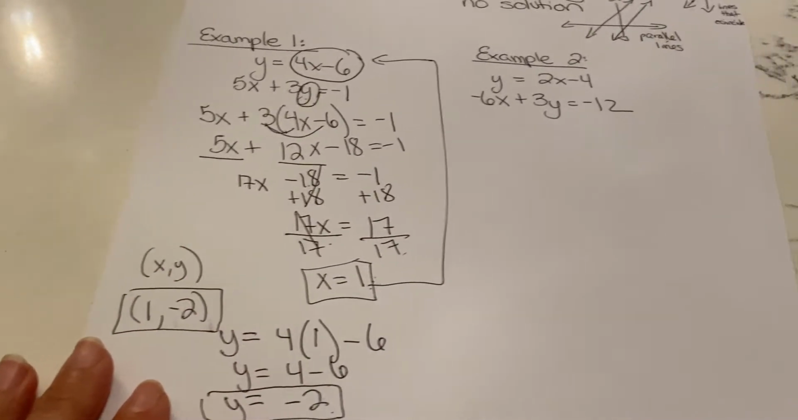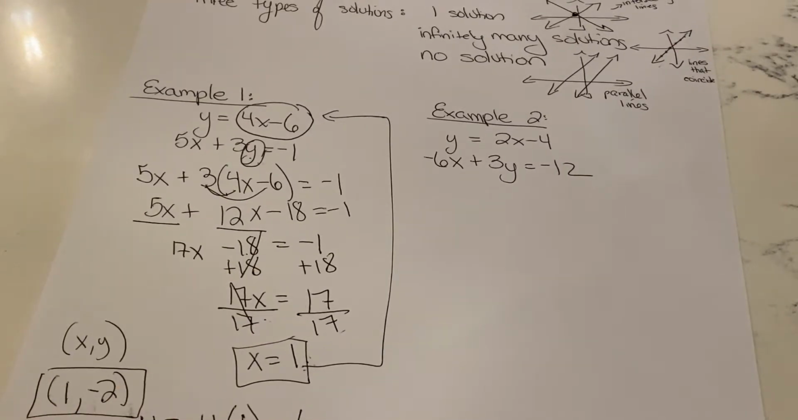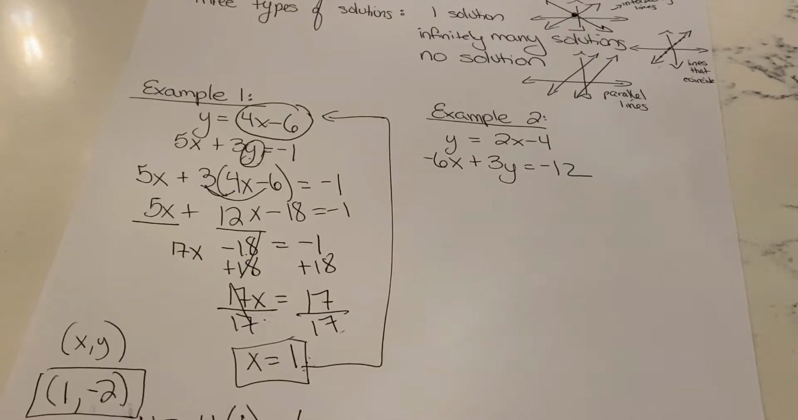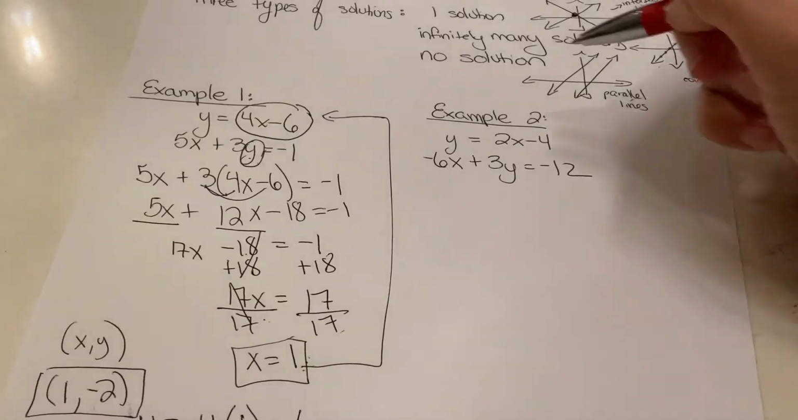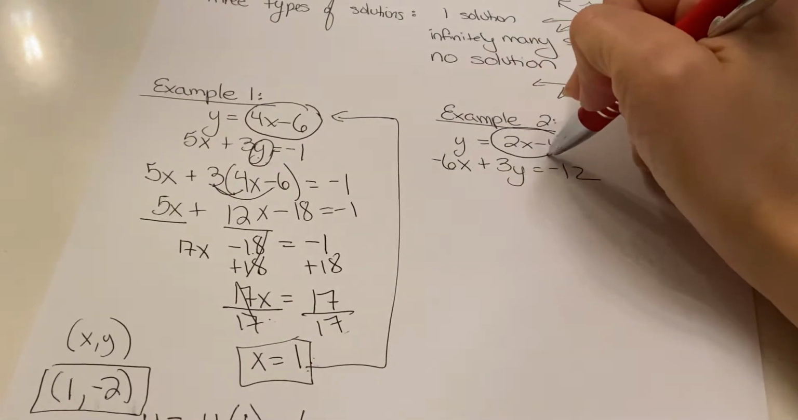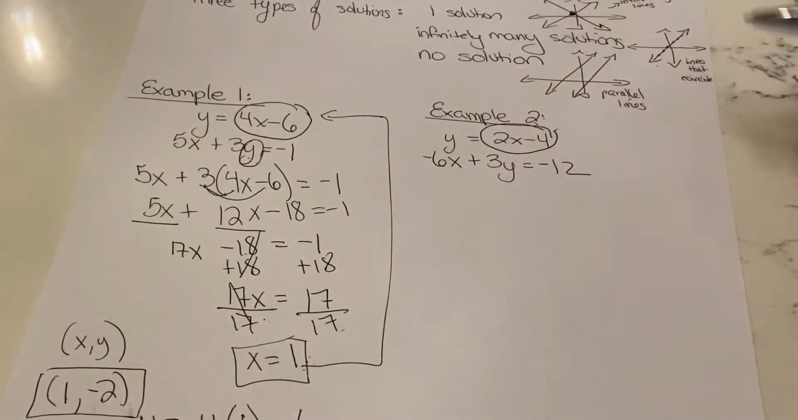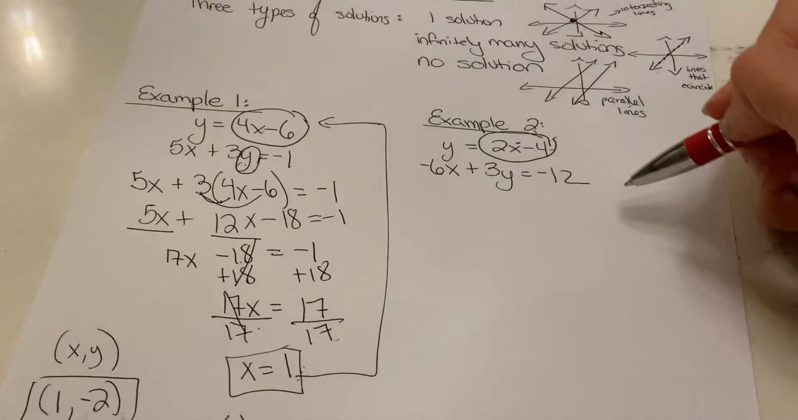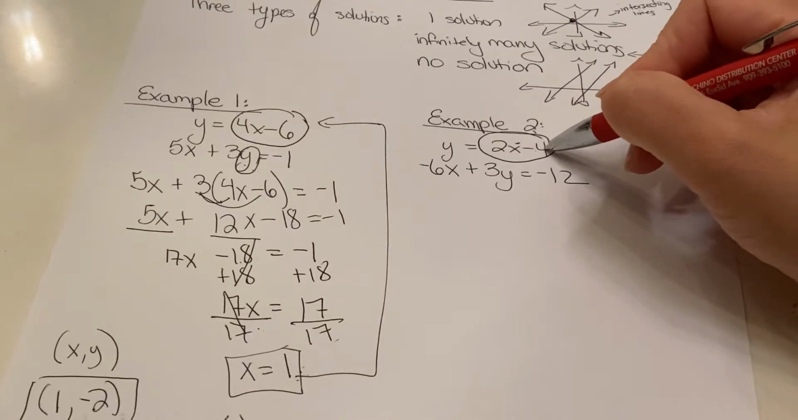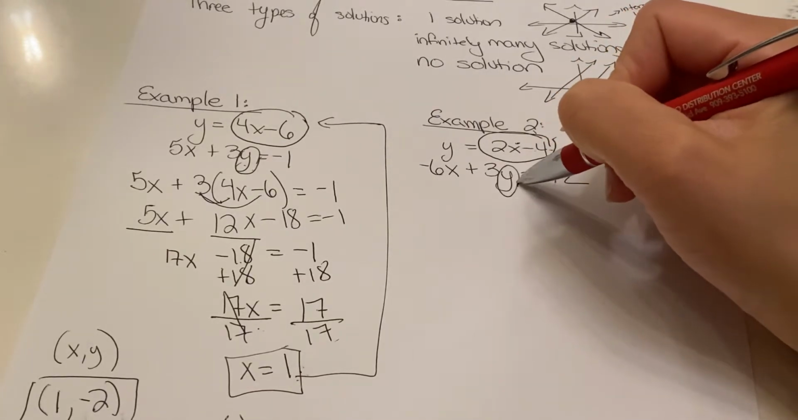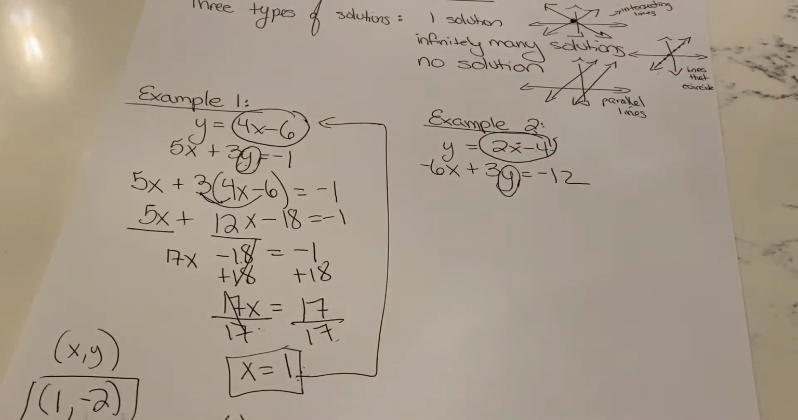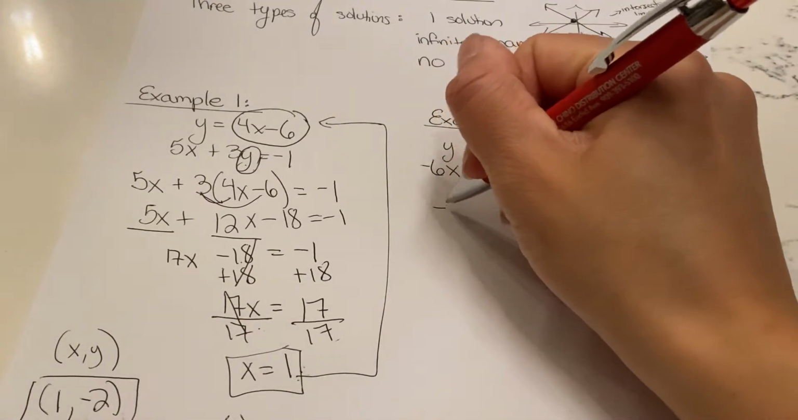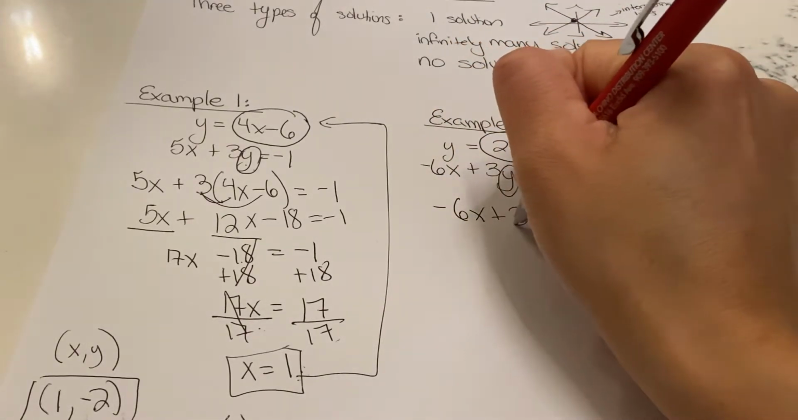Now let's do example 2. All right. Your first step is you look at, do I have an equation where a variable is isolated? Which in this case I do. My first equation, they have y by itself. It says y equals, what's your y? 2x minus 4, right? So that tells me that I'm able to substitute this expression into my y in my second equation, all right? So I'm going to rewrite negative 6x plus 3. What's your y?